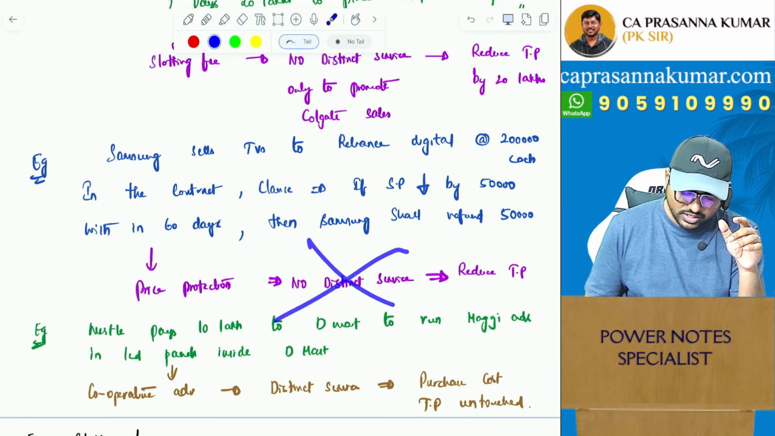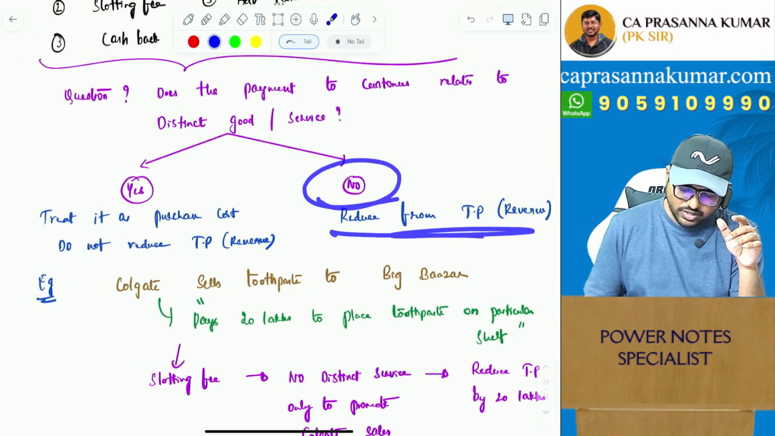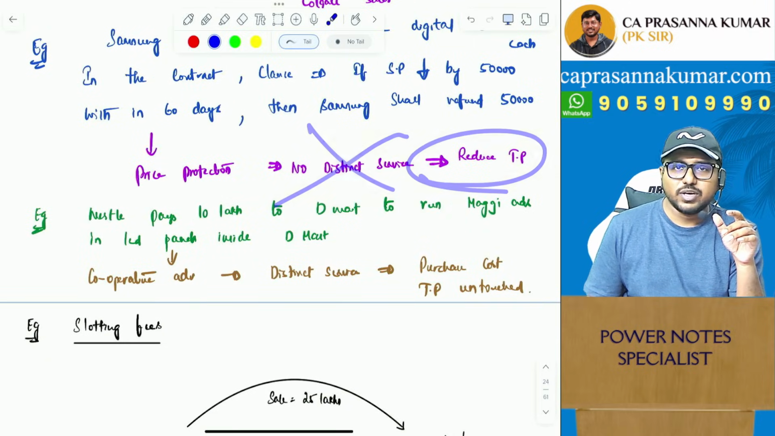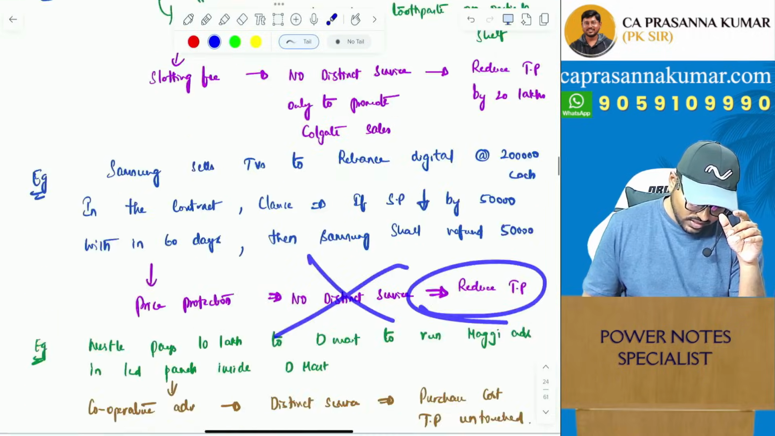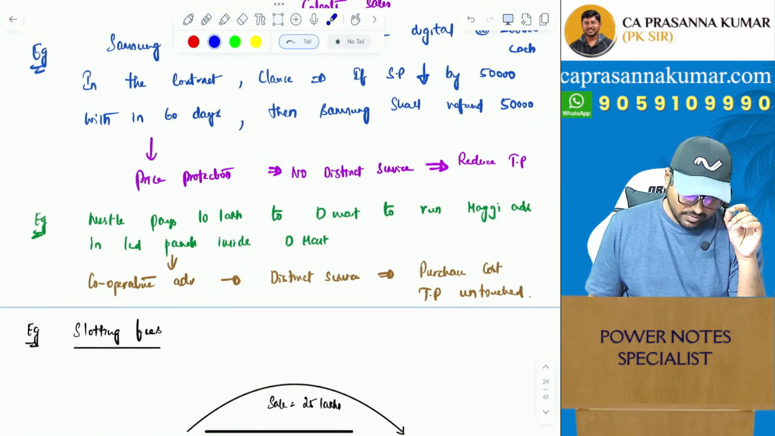So therefore, there is no distinct service. If there is no distinct service, it means you need to reduce it from the transaction price. That will be your treatment. So we have discussed this as well as this. Okay. Next, look at the last example.